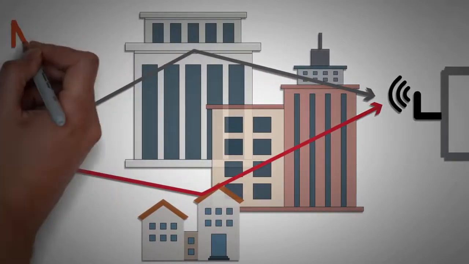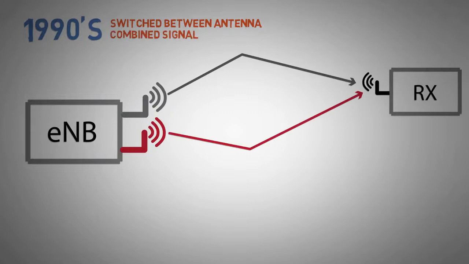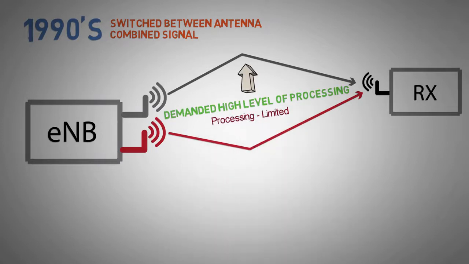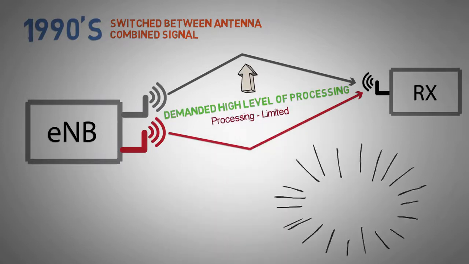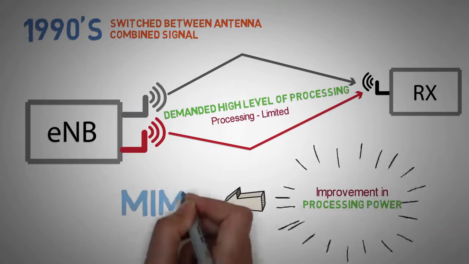This concept is used in MIMO. Up until the 1990s, space diversity was used in systems that switched between two antennas, or combined the signals to provide the best signal. Such systems demanded a high level of processing, but the systems' processing was limited. However, with the improvement of processing power, it was possible to implement MIMO.